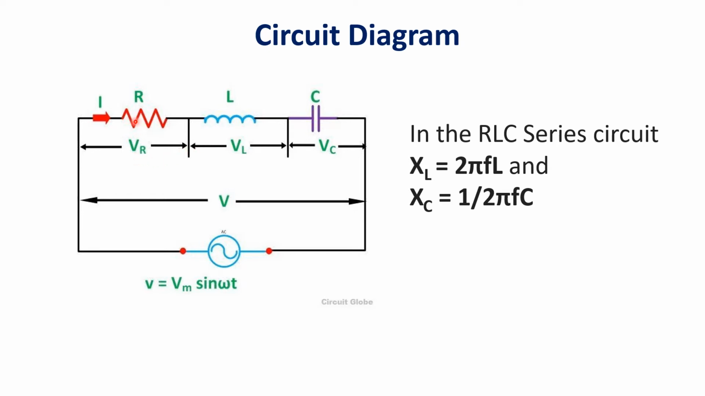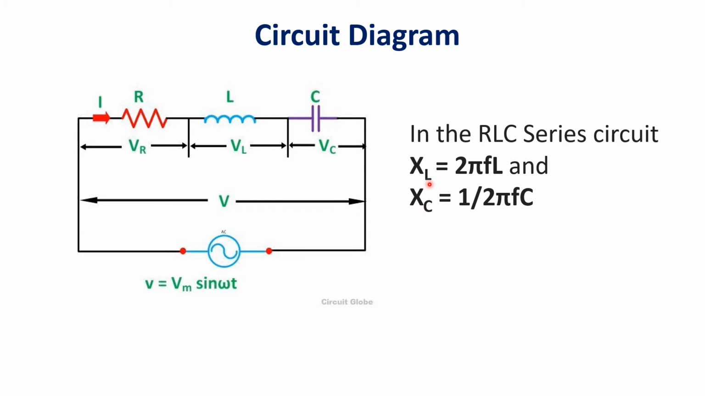Voltage drop across resistance is measured as VR. Voltage drop across inductance is VL and voltage drop across capacitance is VC. Total voltage supplied is V, and the equation is Vm sin omega t as it is a sinusoidal function. In the RLC circuit, the opposition offered by resistance is R, by inductance is XL and by the capacitance is XC, and together the opposition is called the impedance of the circuit and it is measured in ohms.